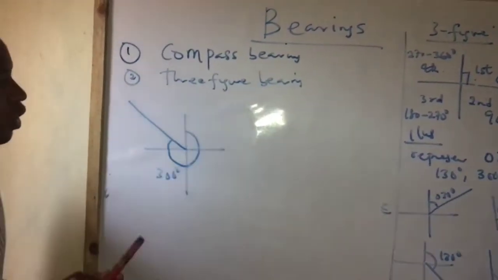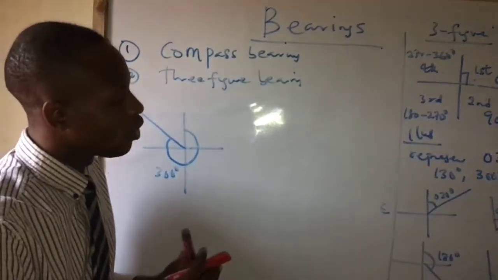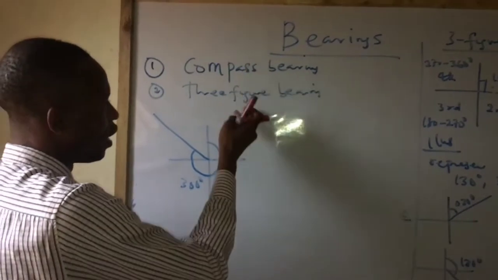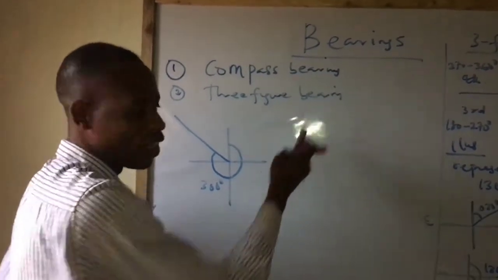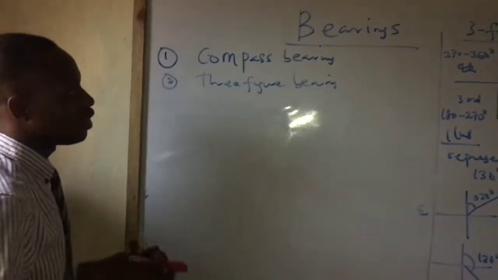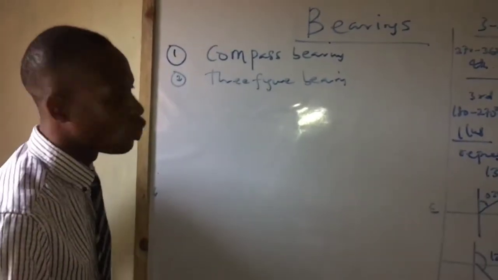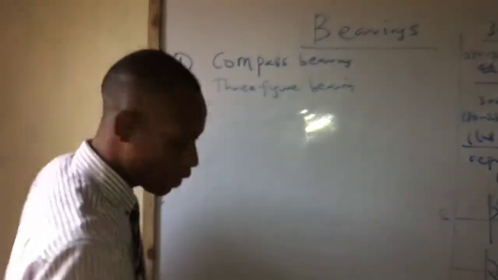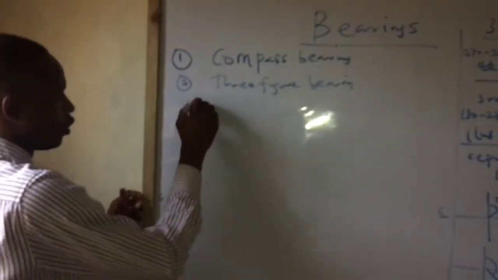Now let's quickly take the relationship between the compass bearing and the three figure bearing. You will have to convert from compass bearing to three figure bearing, or from three figure bearing to compass bearing. Now, the relationship between them.